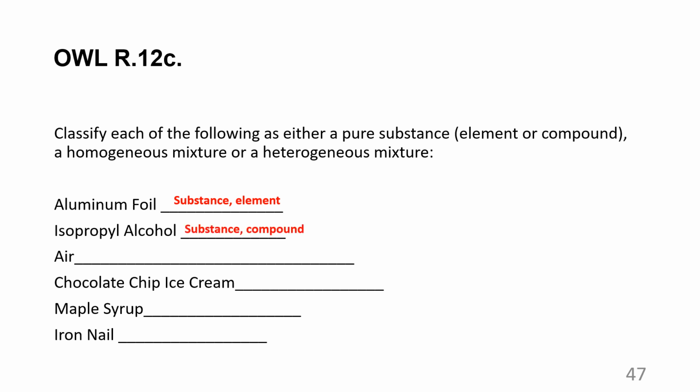Isopropyl alcohol, this is a compound, and it contains carbon, hydrogen, and oxygen chemically combined into one substance. It could be broken down by chemical reactions, but not by any kind of physical process. Air is a homogeneous mixture of various gases: nitrogen, oxygen, argon, carbon dioxide, and water vapor.